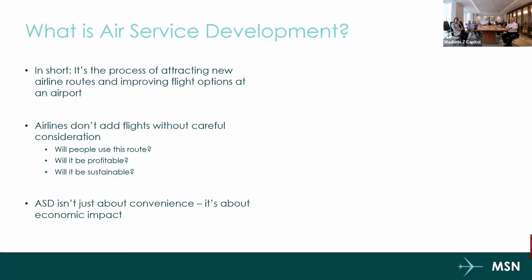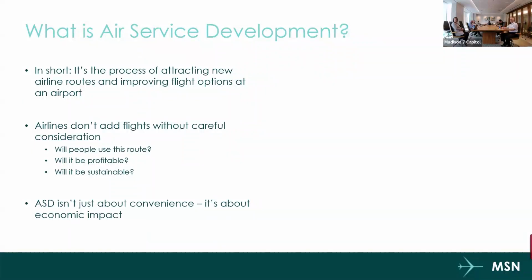So airlines don't add flights without careful consideration. Some of the questions they ask are, will people use this route? Will it be profitable? Will it be sustainable? We want nothing but sustainable service in Madison, because you don't want an airline to start a route and then pull it 6 months later, a year later. It's not profitable. If it's not sustainable, it's not worth going after.